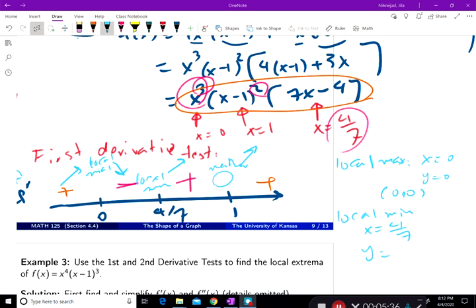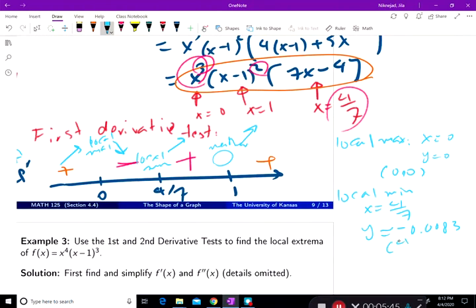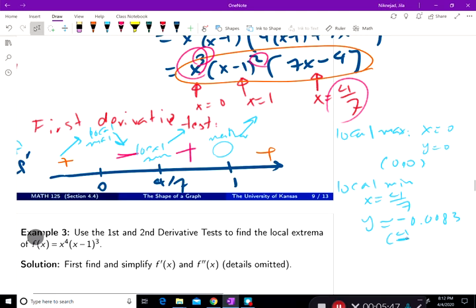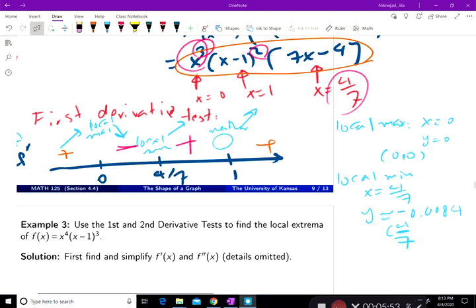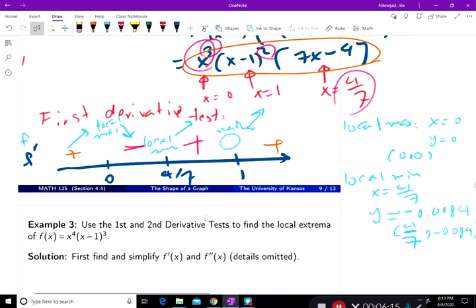And the value of that is going to be approximately negative 0.0083. And so that's the point (4/7, approximately negative 0.0084). There's an exact value for that, but it's just long, so we're going to ignore the rest of the decimals. And so this is the local min and local max.